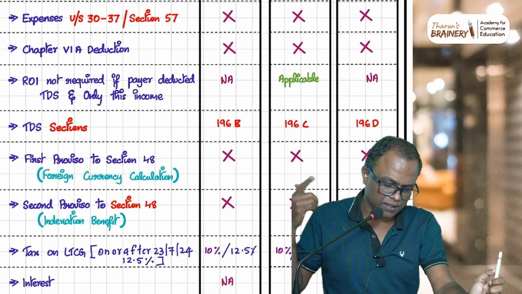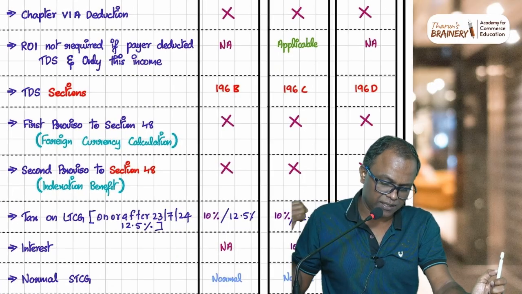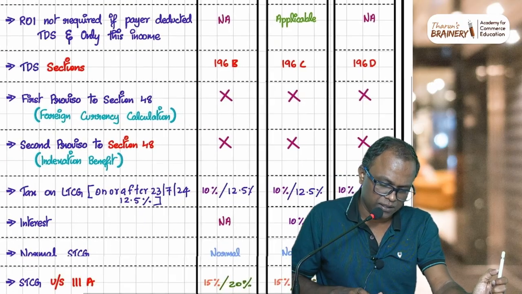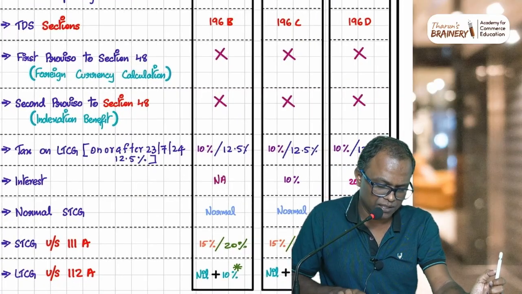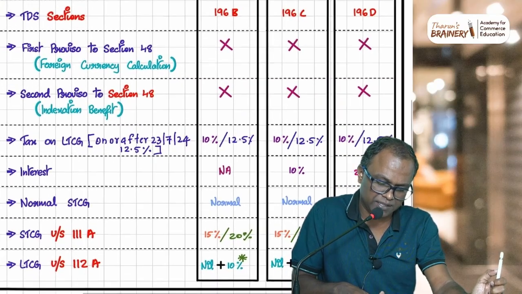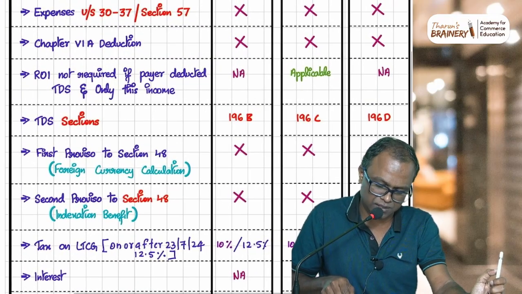If this is the only income and the payer deducted TDS, there is no need to file the ITR. TDS will be deducted by the payer under section 196C. And foreign currency fluctuation is not applicable, indexation benefit is anyway not applicable, and the long-term capital gain tax will be 10%. If it is after 23rd July, the long-term capital gain tax rate will be 12.5%.